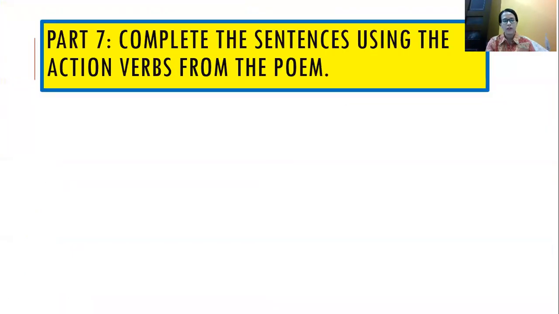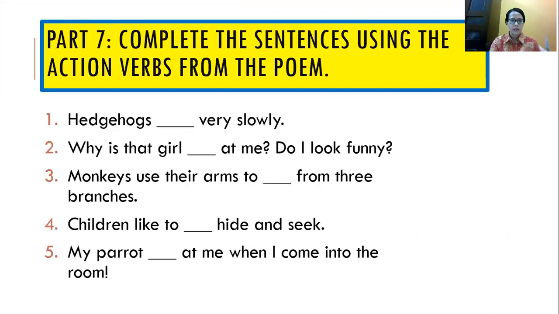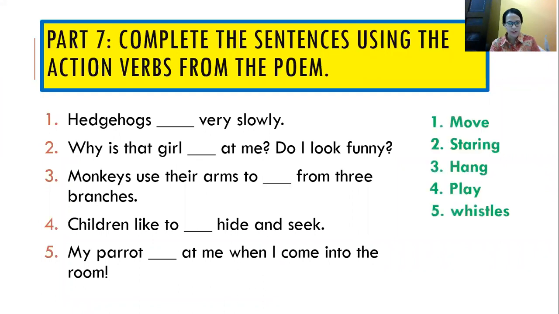Okay, now we are going to complete the sentences using the action verbs from the poem. So the action words that are in the poem. There are 5 options in the box that you can use to complete the sentences. Let's talk very slowly. Is it hang, move, play, whistle, or stare? Yes, move. Number 2, why is that girl staring at me? Do I look funny?